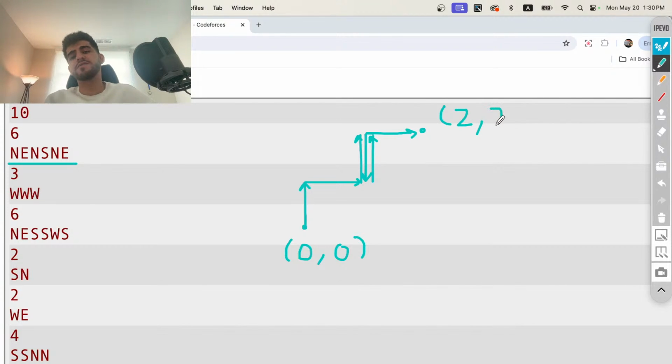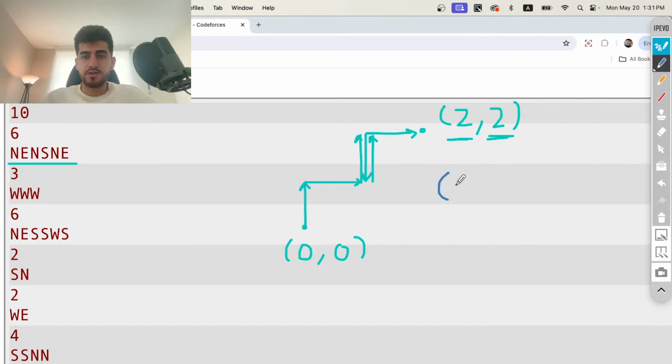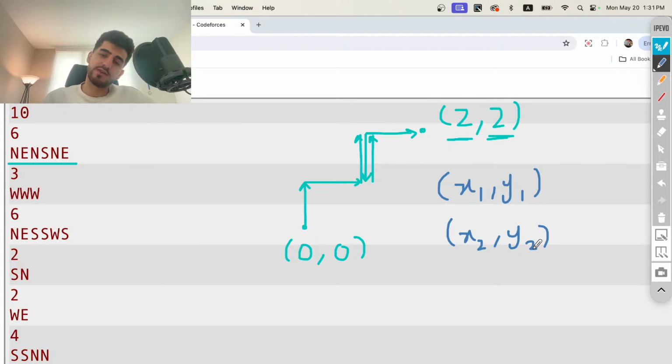I'm saying that if after all of this both of these coordinates are not even numbers, the answer is definitely no. Because if I have two robots instead of one, and the first one ends up at points x1 and y1, the second one ends up at points x2 and y2. x1 plus x2 should be equal to this, and y1 plus y2 should be equal to this.